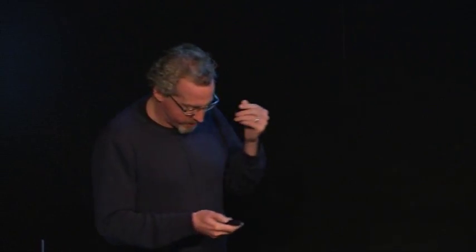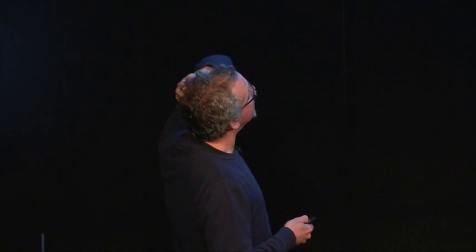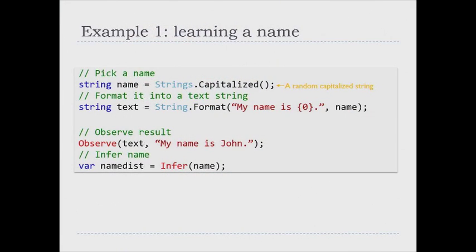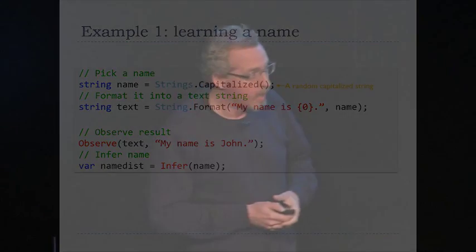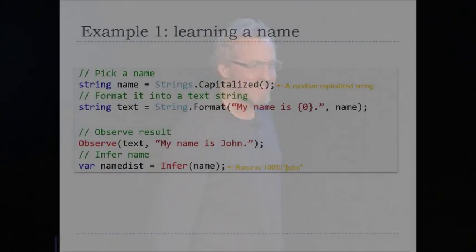Okay, so let's look at a simple example here. I'm going to say a name is drawn from the distribution over all capitalized strings. So that's some uncertain capitalized string, a string with an uppercase letter and some lowercase letters after it. I'm going to use that uncertain string, format it through string format, putting it in where that placeholder is, and observe the result. The result here is not too surprising. It's 100% John. It's a great result.